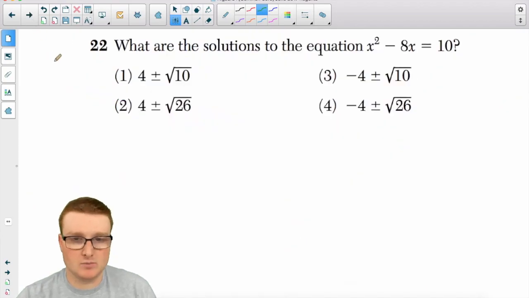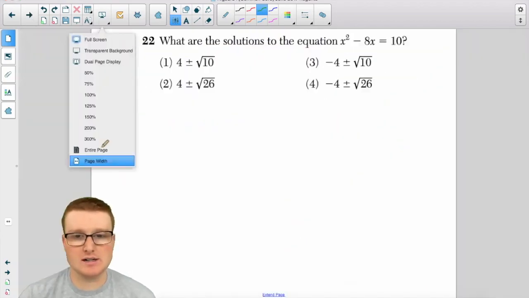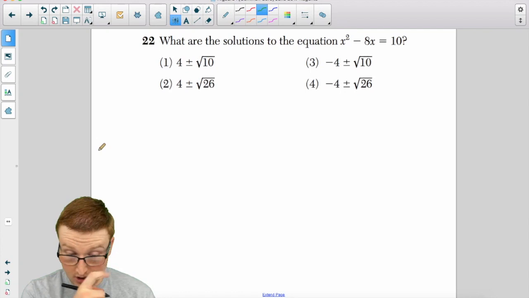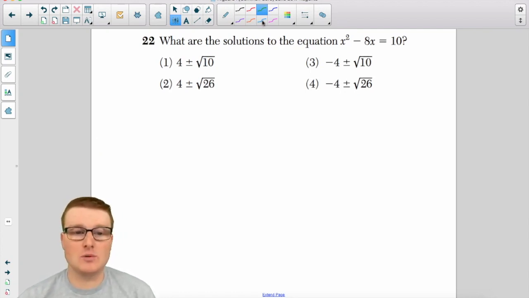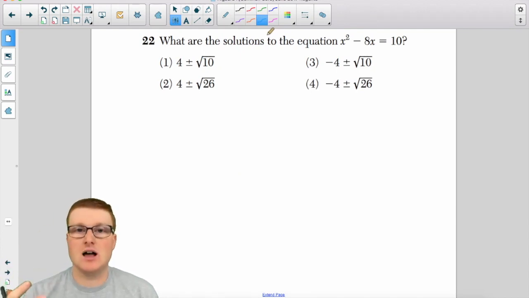Okay, 22. What are the solutions to the equation x squared minus 8x is equal to 10? So there's two ways that you could do this. Since all the answers are in radical form, you either know that you're using the quadratic formula, which is kind of the go-to, x equals negative b plus minus the square root of b squared minus 4ac all over 2a. That can be found in your reference sheet, by the way.